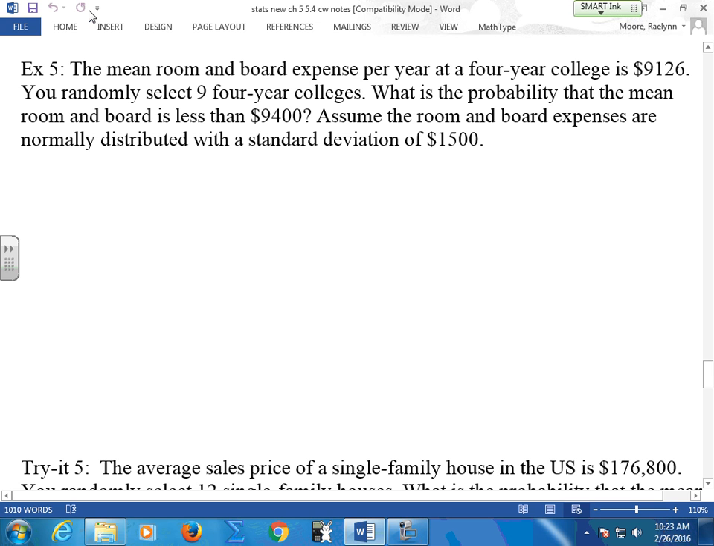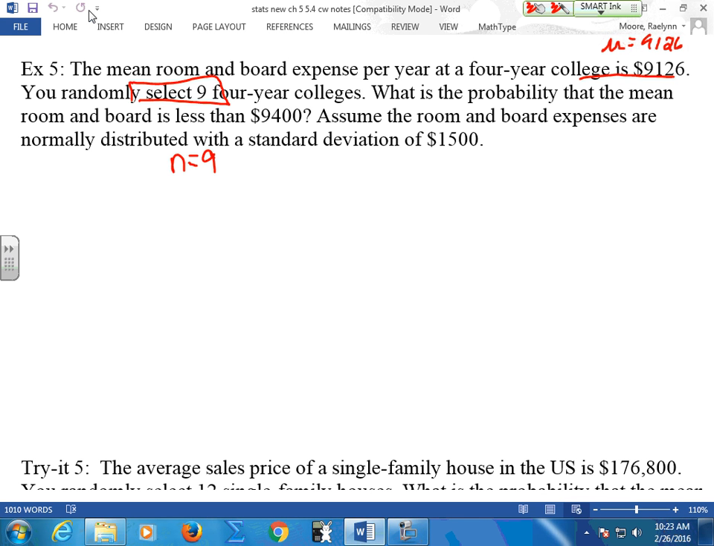All right. The mean room and board expense per four-year college, for any four-year college, is $9,126. Now, that statement they made is for a population, for any four-year college. They don't have to use the word any, but this is your population. Now, they said you randomly select 9 four-year colleges. So what does 9 represent? N. Good.